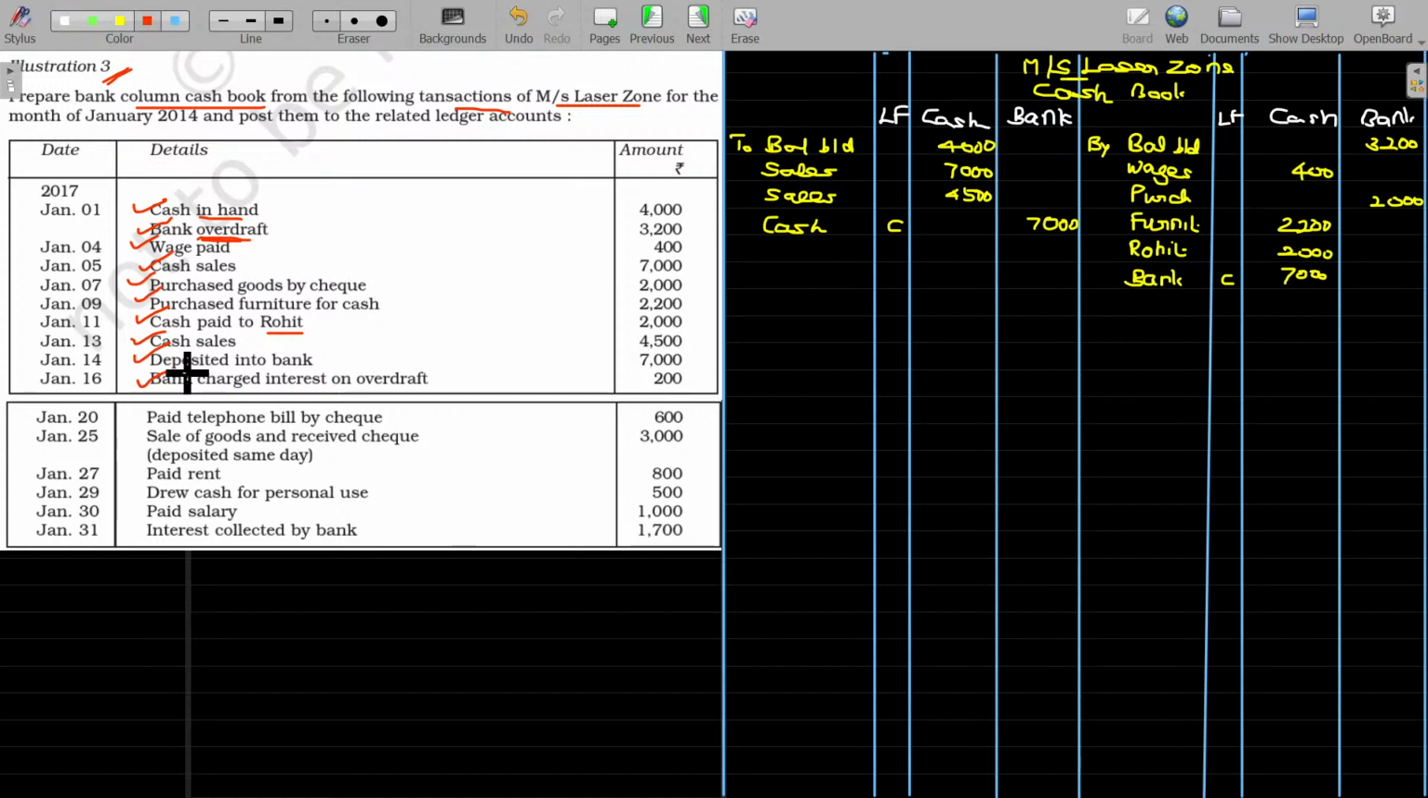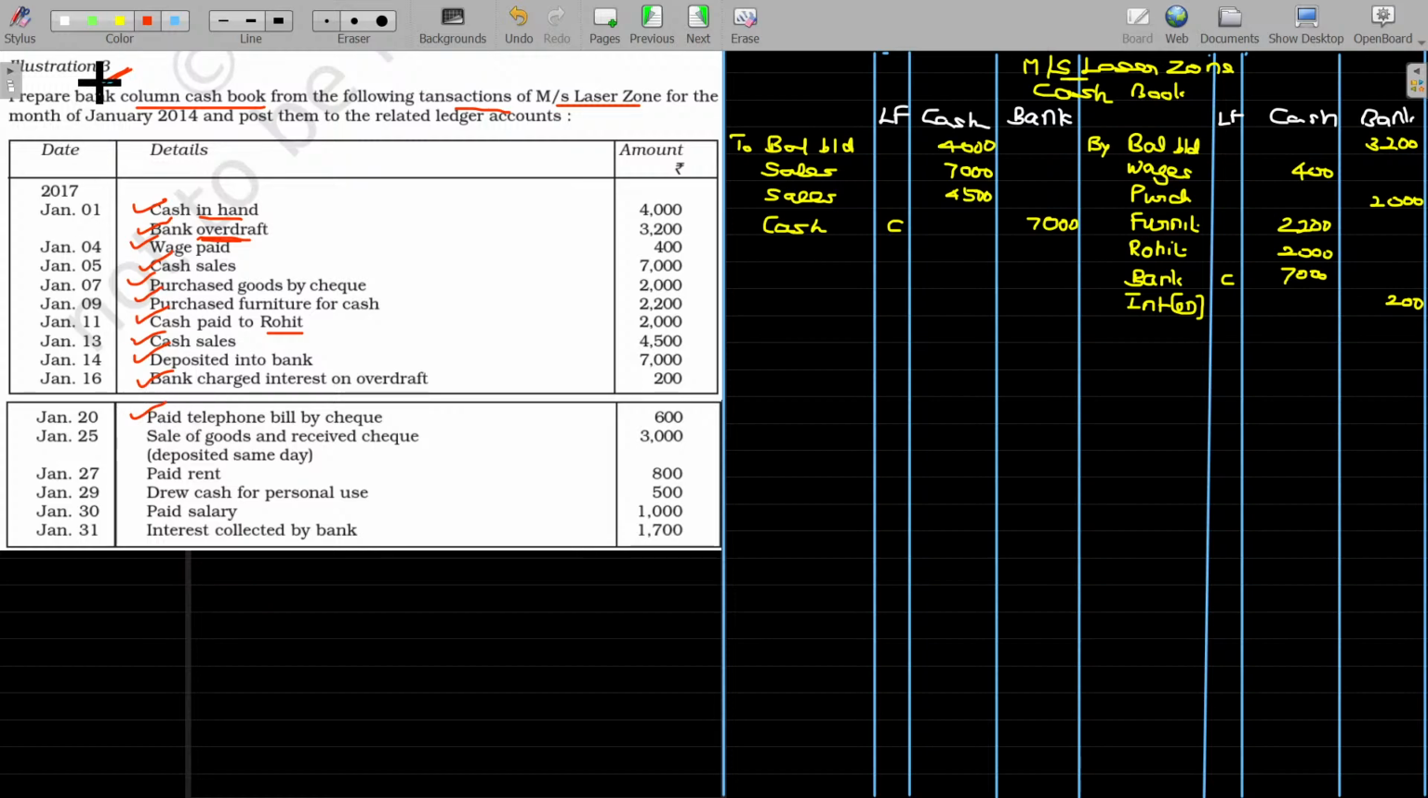Bank charged interest on overdraft, 200 rupees. Payment side, interest on OD. As we are already aware, this bank has a negative balance. Bank balance is negative, so interest might have been charged. Here the charge will be in expenses, so it should be posted on the payment side.